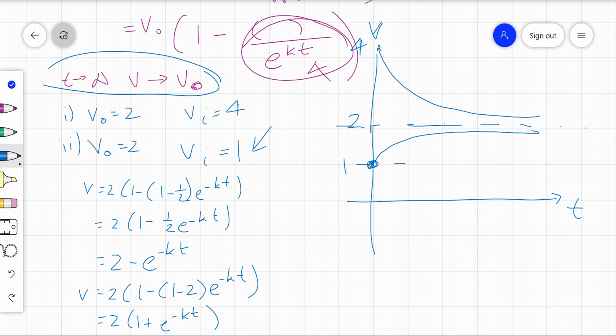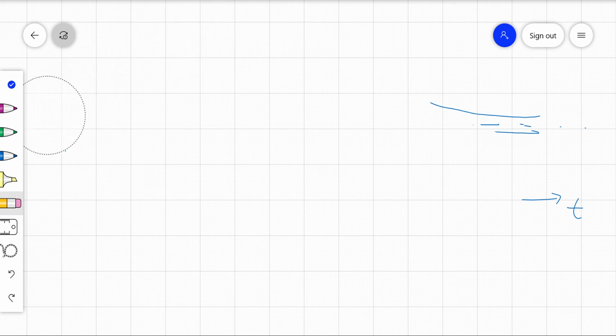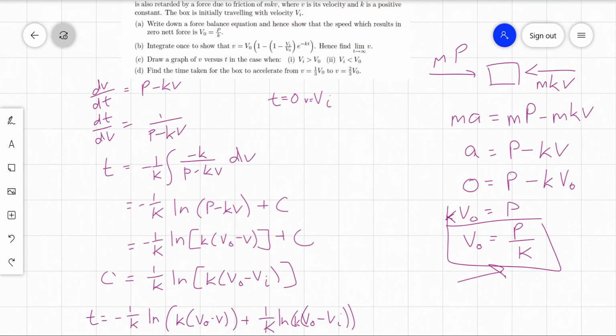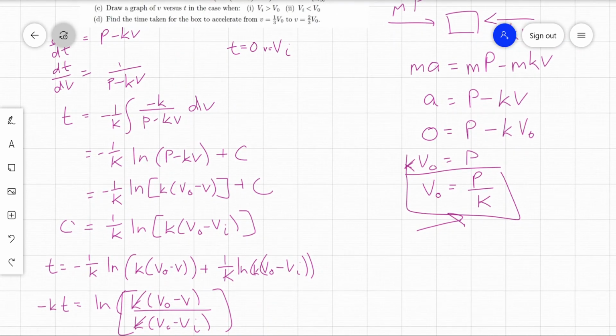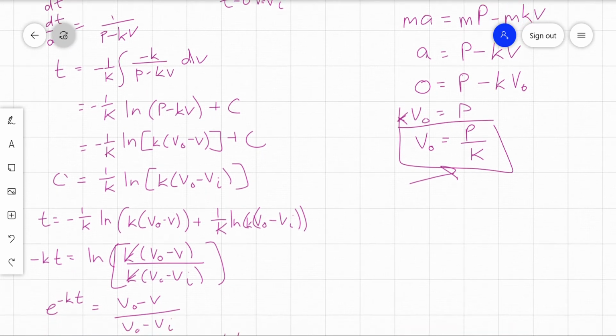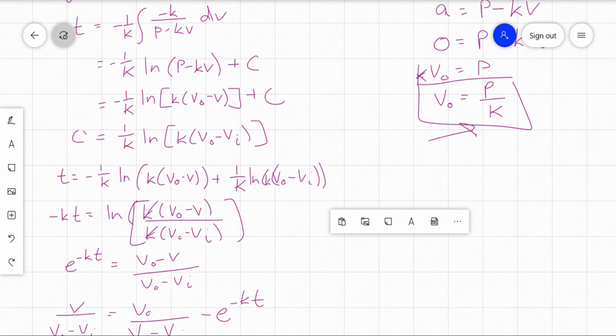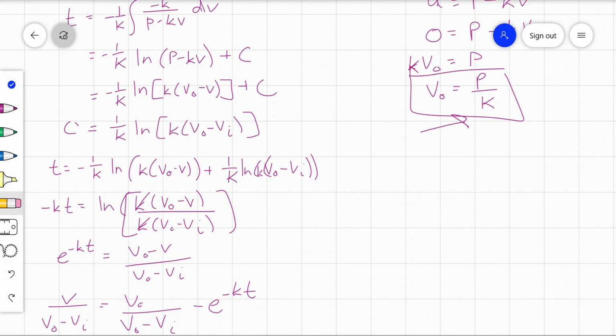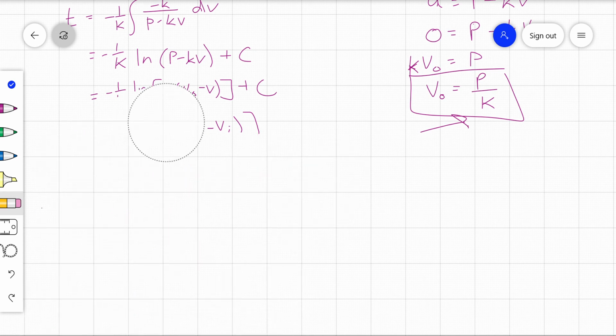All right, so then the last thing we had to do, let's just go back to what we did have to do. I have to go up to remember. Oh, there we go. So we need to find the time taken for the box to accelerate from 1/3 v0 to 2/3 v0. All right, so let's use this then. So when we integrated we had negative k log of p minus. So I'm going to use that. But this time we've got a definite integral. So let's make it a definite integral instead.